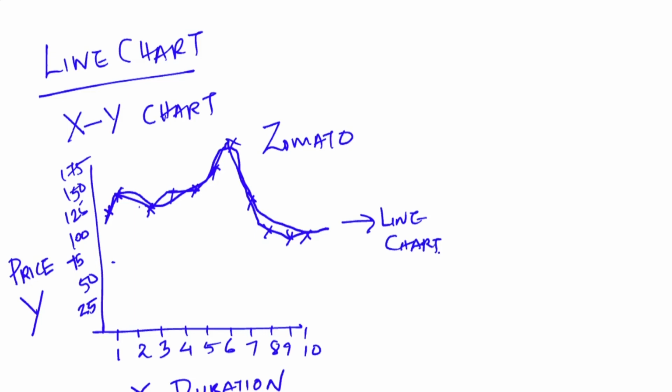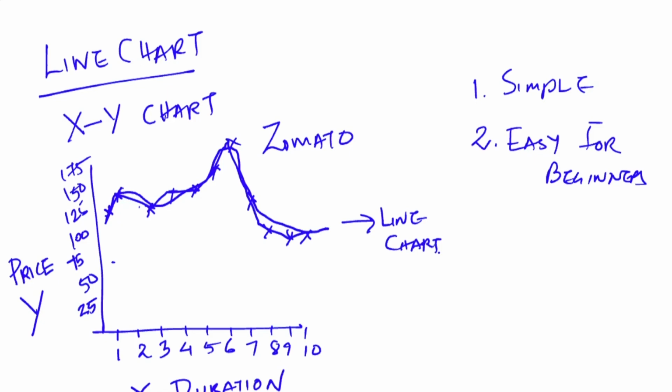So the line chart has a lot of benefits. First one is it is very simple. Second point, it is very easy to use for beginners. And the line chart is commonly used for identifying patterns. With Japanese candlesticks, it's very difficult to identify the patterns. So for identifying the patterns, the line chart is being used.